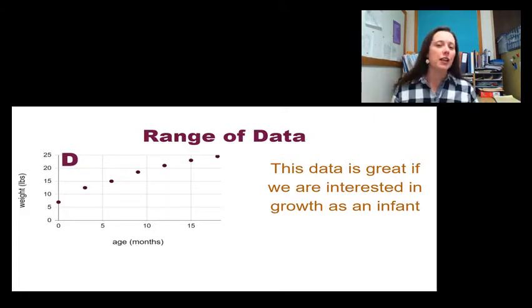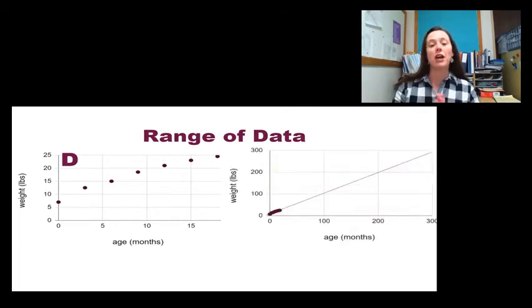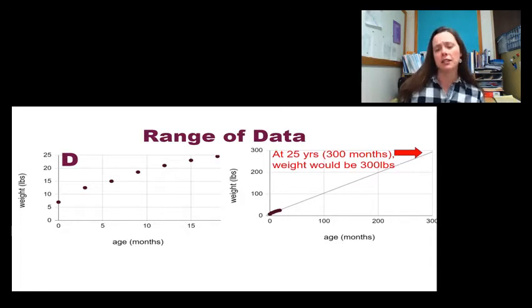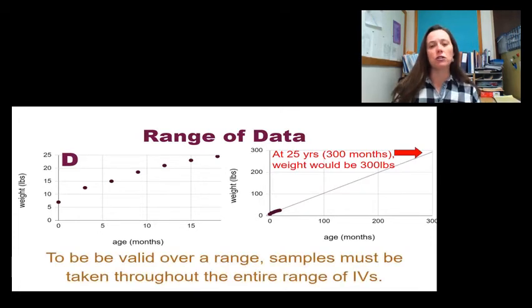But if we want to know the range, or we want to know someone's weight over their entire lifetime, and we try and extrapolate from this data, we only tested data through about 18 months. If we draw a line that fits that data well, but goes out to 300 months, that's like 25 years. What this is telling us is that at 25 years or 300 months, this person would weigh 300 pounds, and it would just keep increasing at a similar rate. So at 50 years, they would weigh 600 pounds. And that's not really probably a good conclusion to draw.